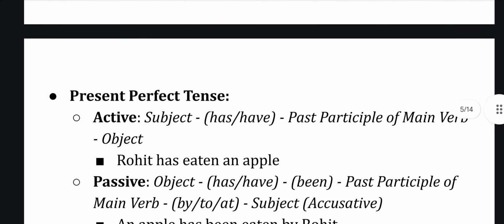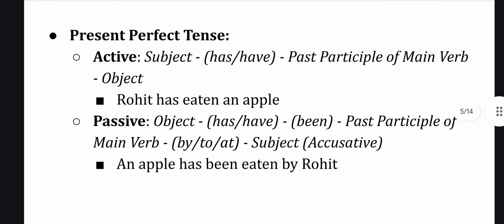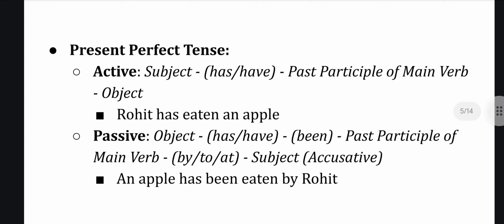And now I'm going to talk about the present perfect tense. You can look at the sentence itself: Rohit has eaten an apple. So the be verb changes to have or has, which is an auxiliary like the be verb. Then in the active, you have to write the past participle form of the main verb, then the object. And if you want to change it to passive, then it would be: an apple has been eaten by Rohit. So the object becomes the subject, then has or have accordingly.